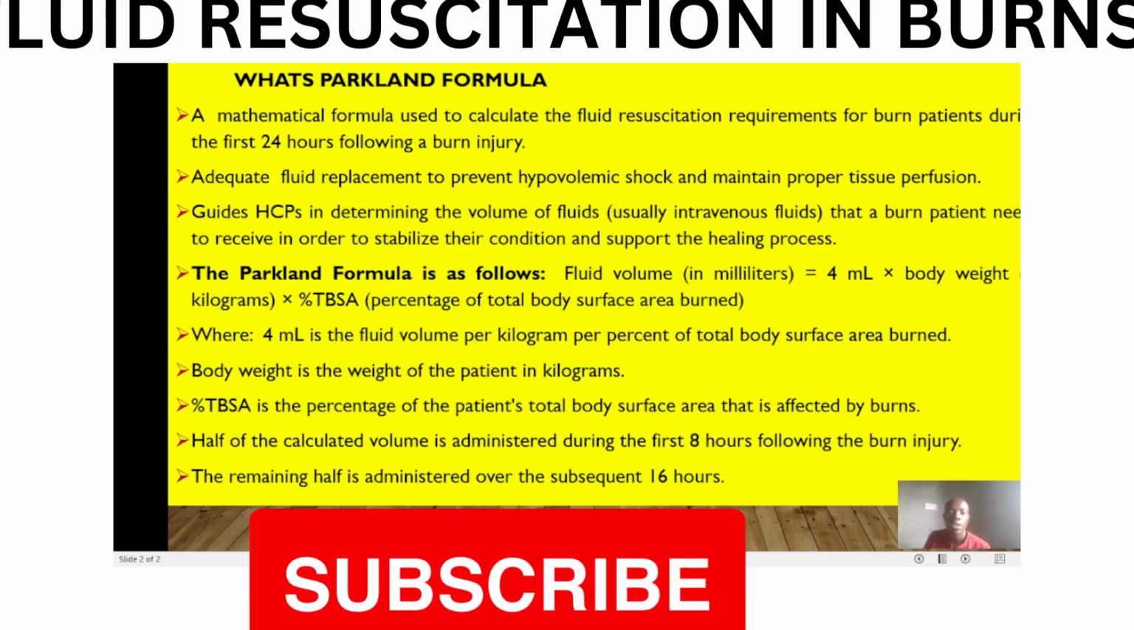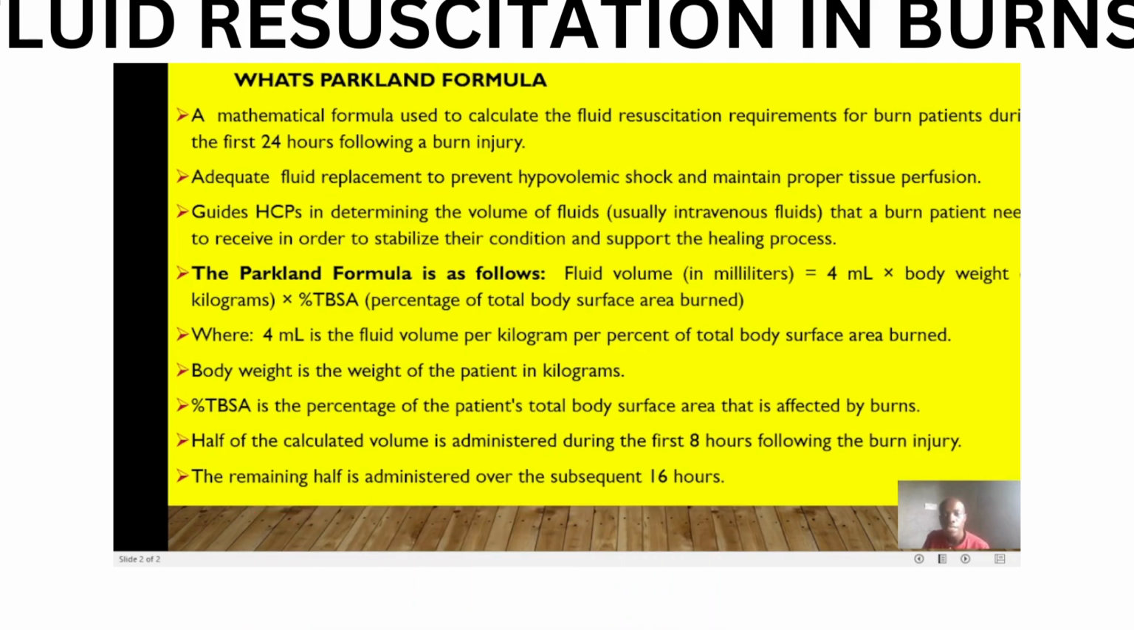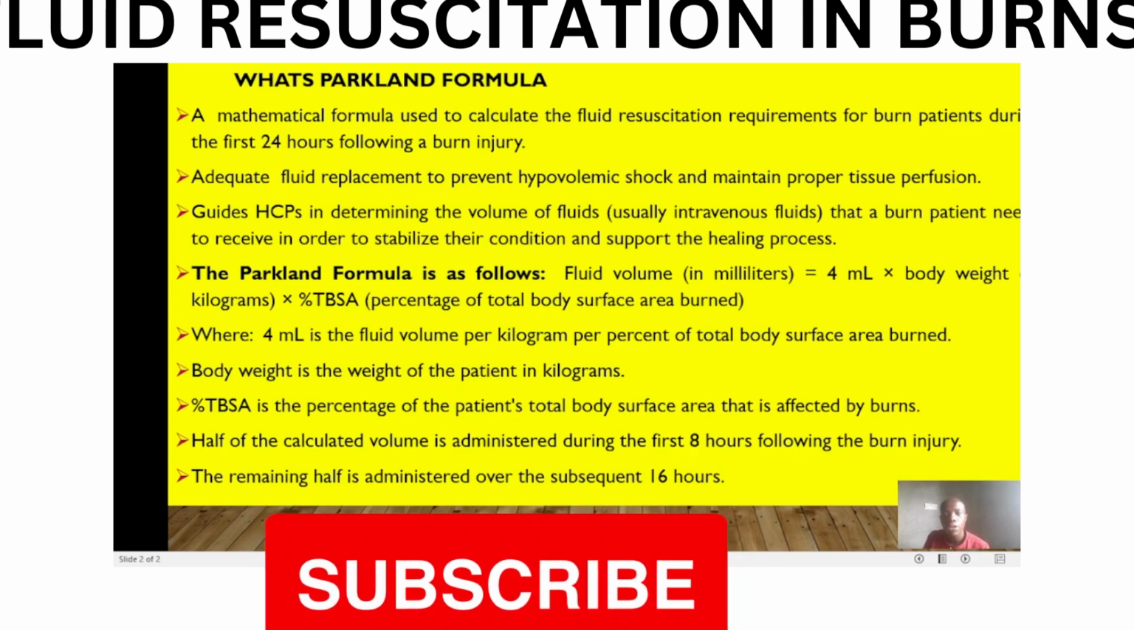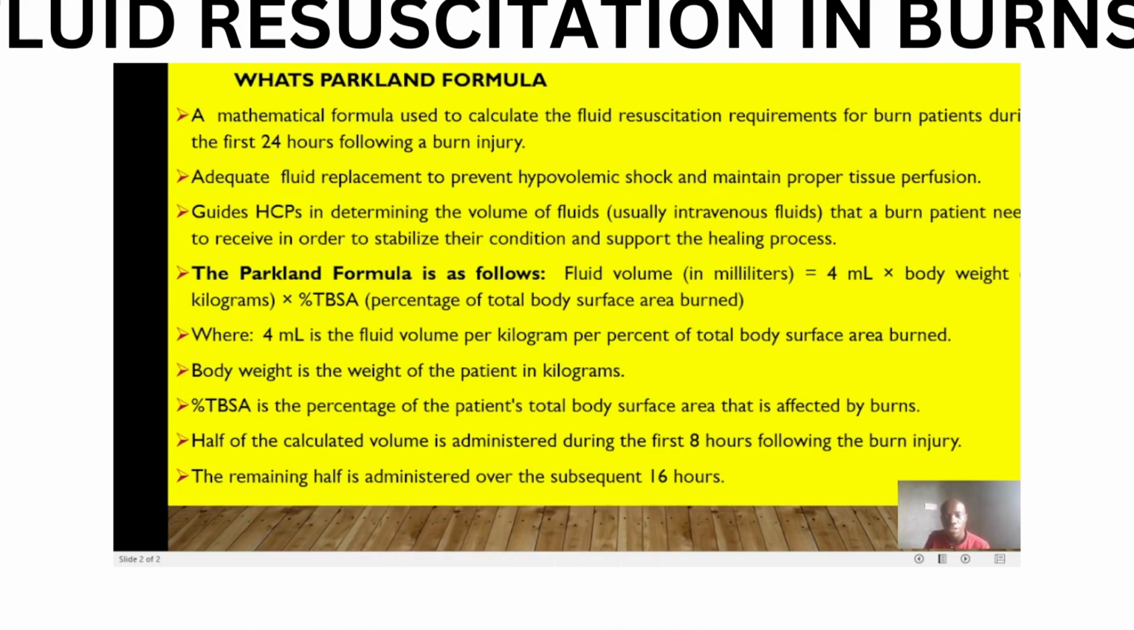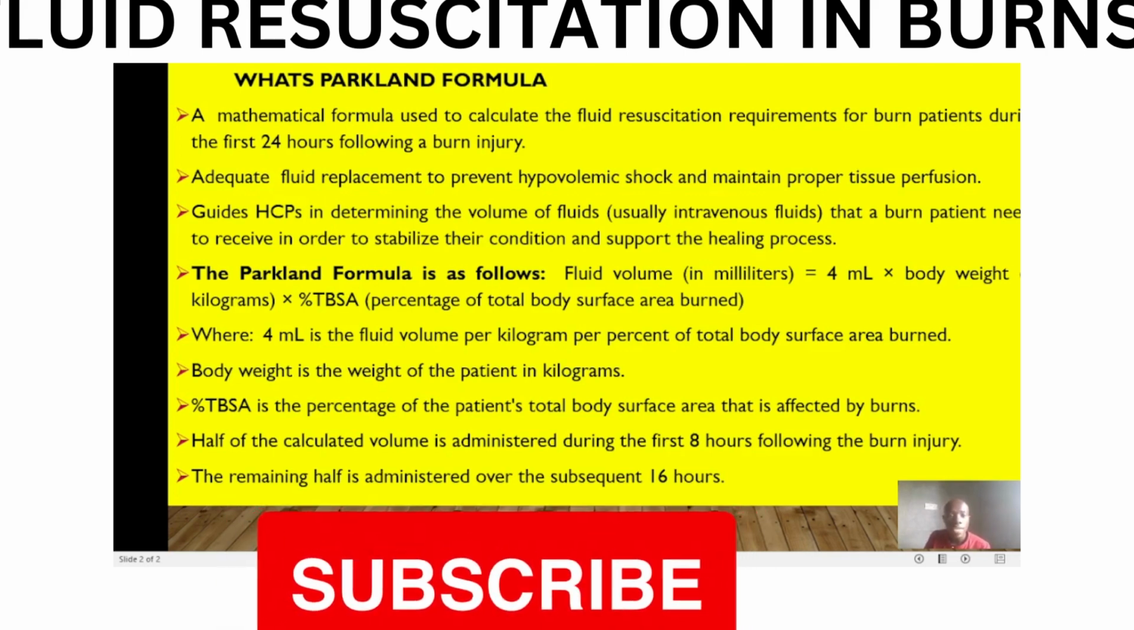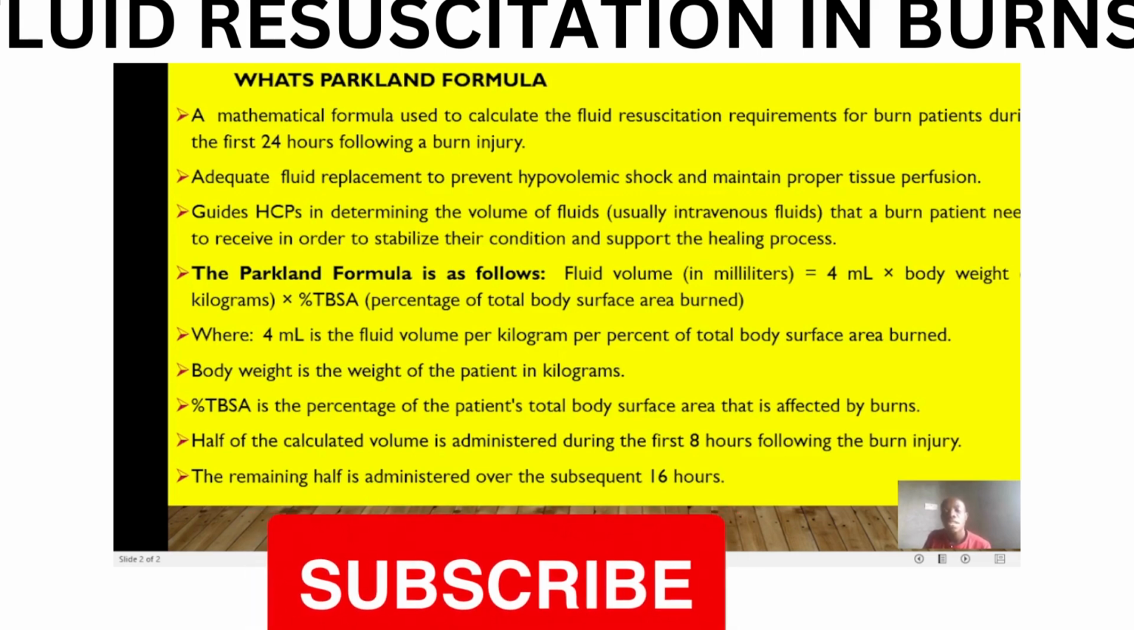Once you have gotten the amount in milliliters, 4 times body weight times the total burn surface area, you're supposed to divide the fluid into two portions, where half of the calculated volume is normally administered in the first 8 hours following the burn injury, whereas the remaining half will be administered over the subsequent 16 hours.